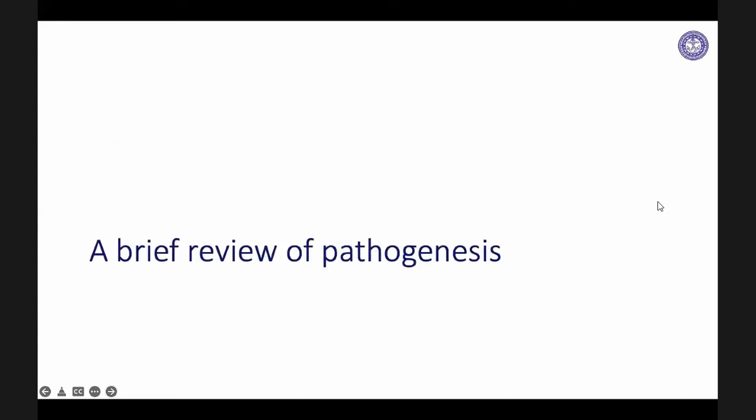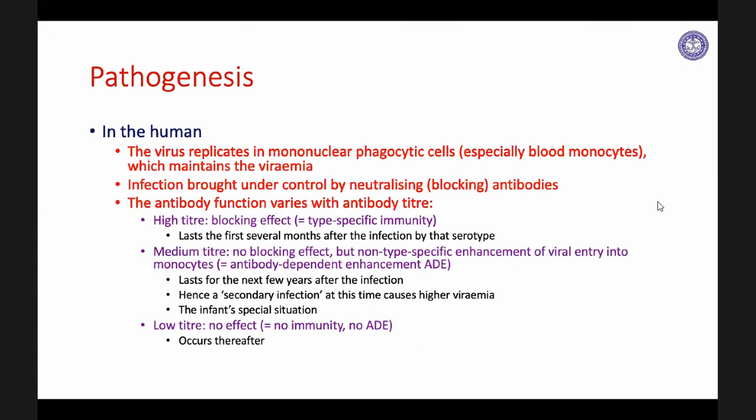So with regard to pathogenesis, basically in the human being, the dengue virus replicates in mononuclear phagocytic cells, especially blood monocytes, which helps to maintain the viremia. They are not destroyed by these monocytes. They actually live inside the monocytes and replicate inside the monocytes, and therefore, by doing that, they maintain their viremia. And the infection is brought under control by the formation of antibodies, which are called neutralizing antibodies or blocking antibodies.